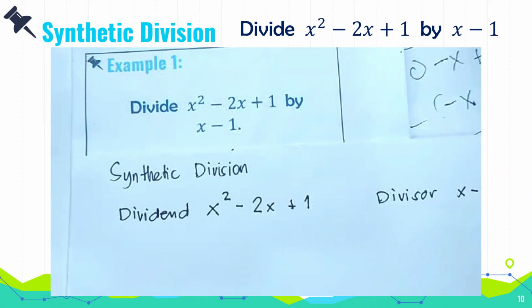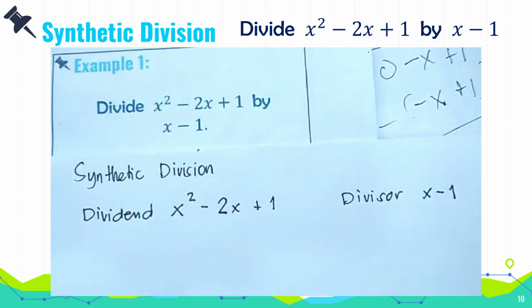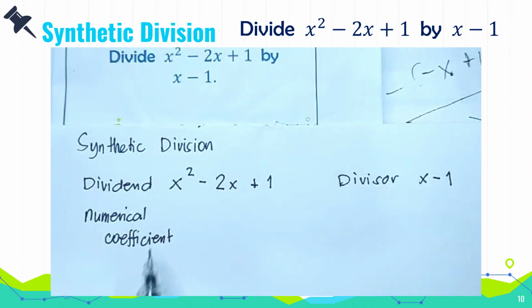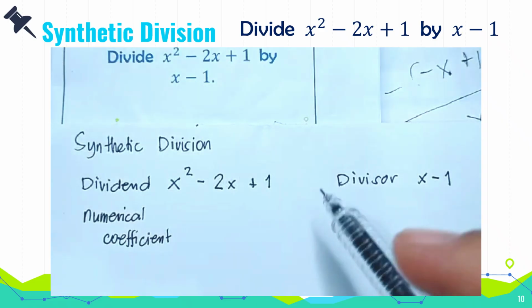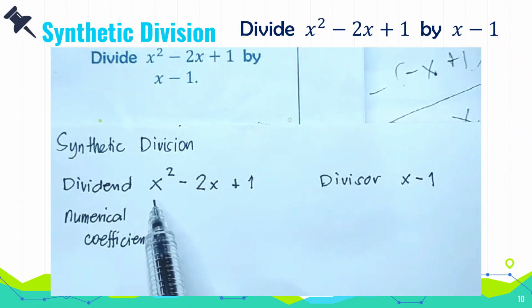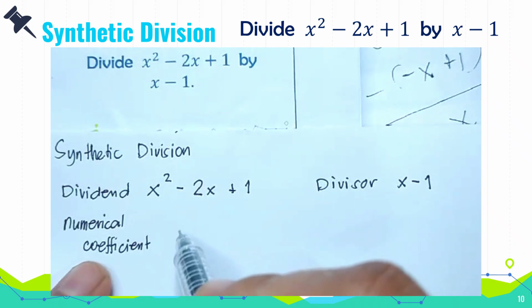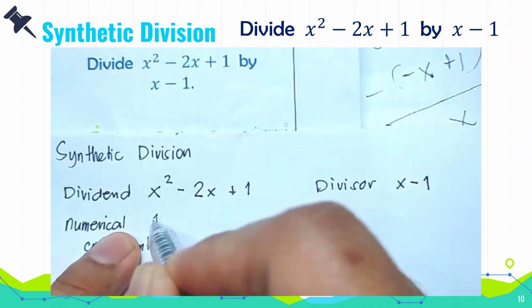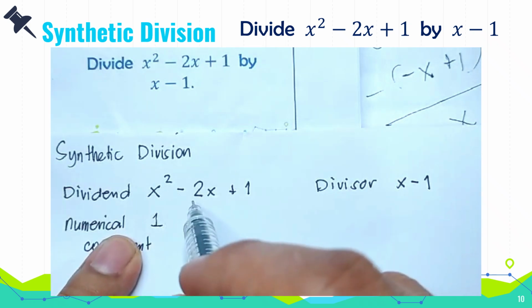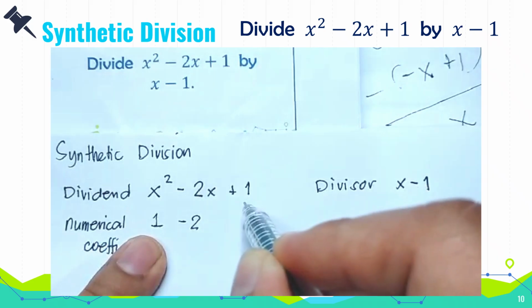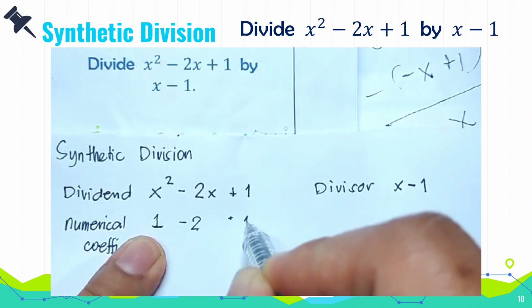This time, let's answer it using synthetic division. By the way, this is what we call the dividend, and this is our divisor. Let us first consider the numerical coefficients. We will use the numerical coefficients later in the synthetic division. So let's identify the numerical coefficients of this expression. x squared has the numerical coefficient of positive 1. Negative 2x has the numerical coefficient of negative 2. And our constant here, just copy, it's positive 1.